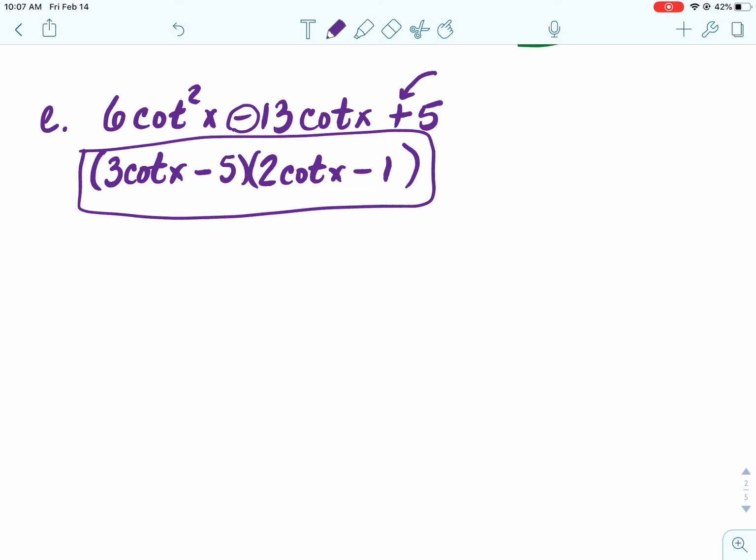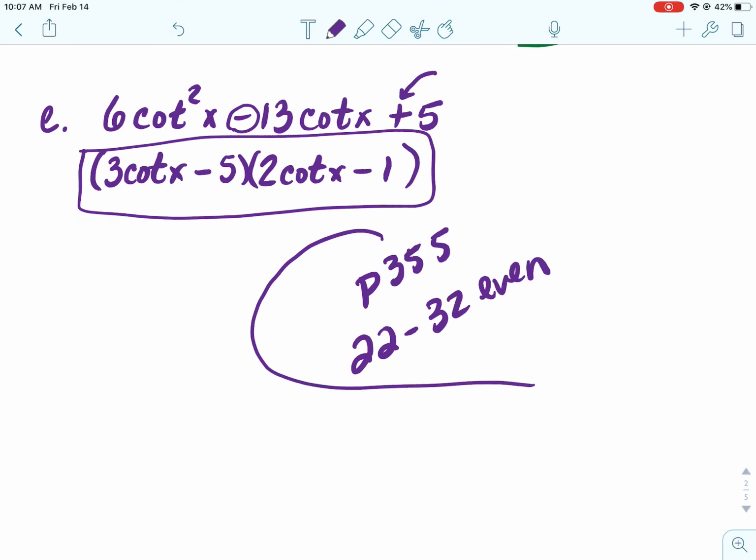So any questions on factoring trig expressions? It's kind of weird, but it's building on what you already know, so that's helpful. Okay, you don't have very many problems, so I think it's 6 problems. 22 through 32 even on page 355. Give you guys a heart for Valentine's Day.